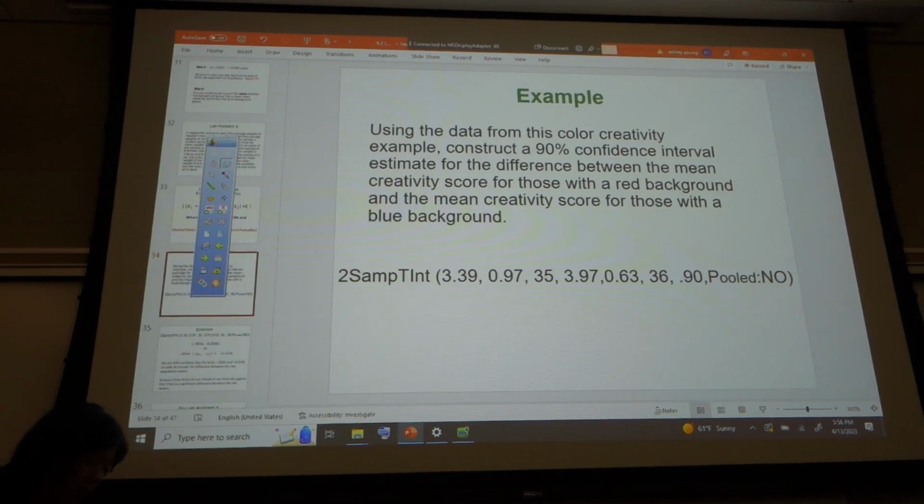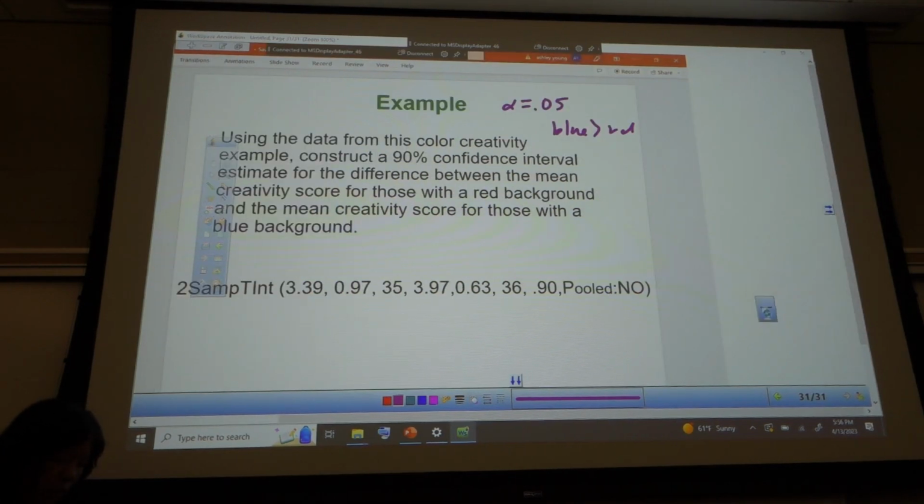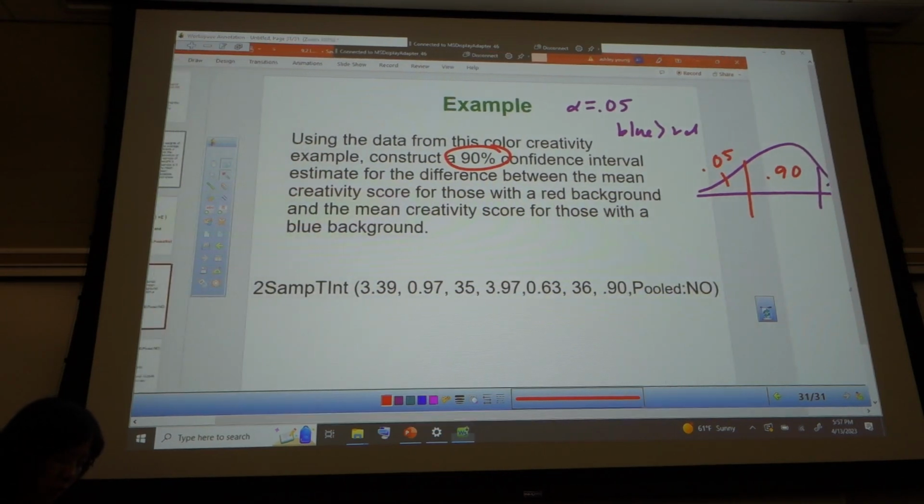So for example, our color creativity, remember that one, alpha was 0.05, and it said that the blue was bigger than the red. So since that's one-tailed, we're saying that this is 5%. If we're doing a confidence interval, we're looking at that middle part here. There'd be a matching 5% over here, and the inside part would be 90%. So that's why we're doing a 90% confidence interval, because we're switching from one-tailed to two-tailed.